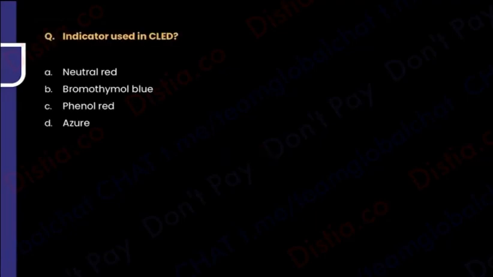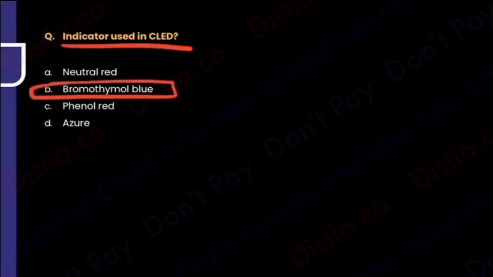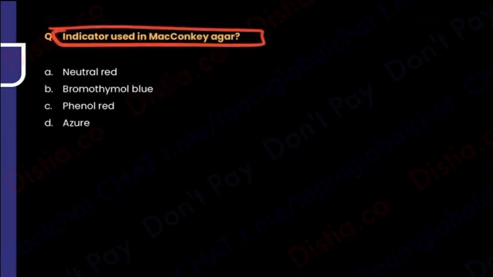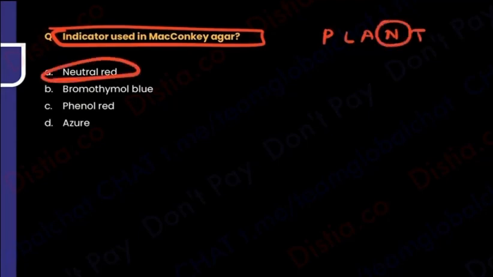Quickly tell me your question. What is the indicator that we used in the CLED media? CLED was that blue color media, so the indicator used was bromothymol blue. But what is the indicator that I used in MacConkey? MacConkey had a mnemonic called PLANT, and N was for neutral red. Coming to the next question.